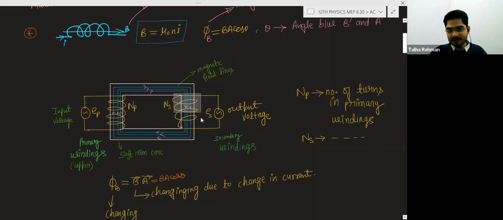When the magnetic flux linked with this winding changes, EMF will be induced according to Faraday's law of electromagnetic induction. That EMF induced in the secondary winding will give you the output voltage that you want, and this will be changed with the help of the number of turns in the secondary winding, which we will see. So basically this is the working of the transformer.